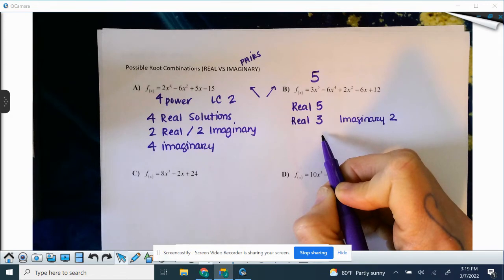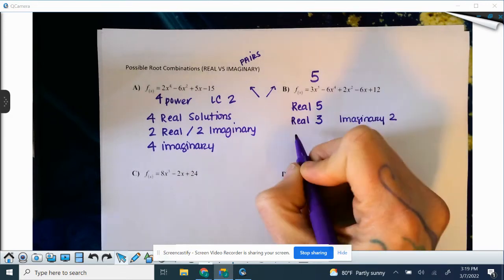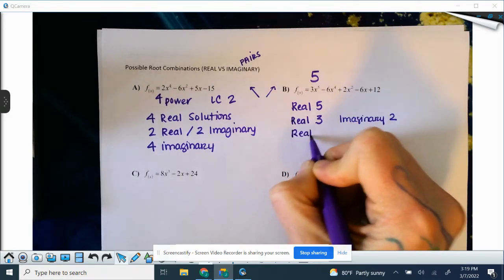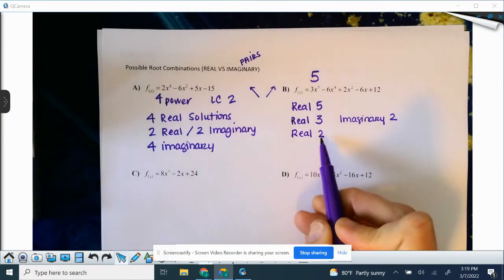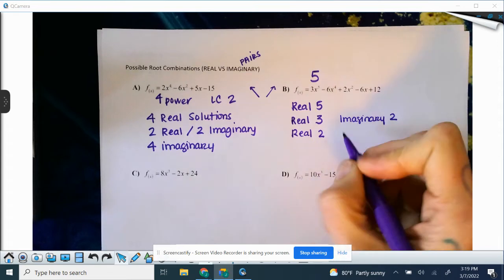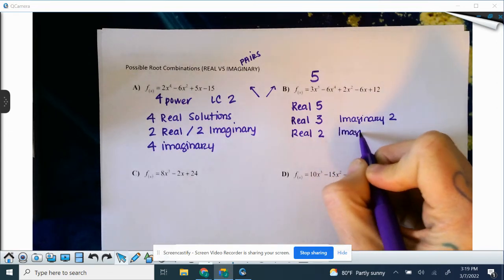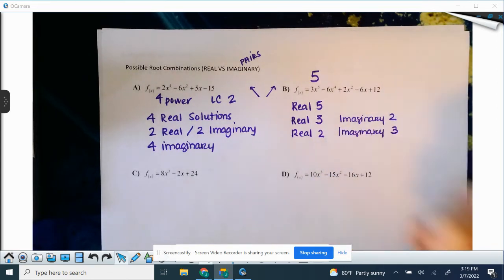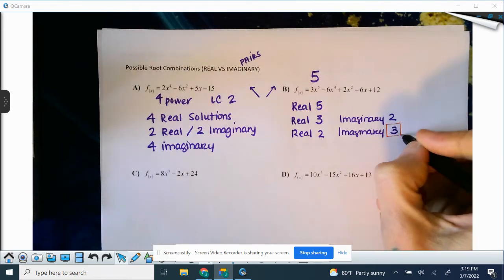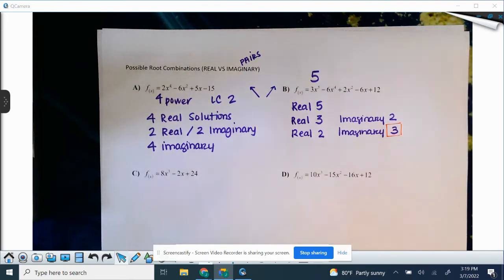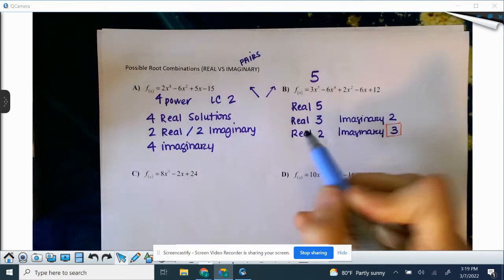Okay, hold on. I'm going to write it out and then we're going to cross it off as wrong. So if I say 2 real, how many are left over out of the 5? 3. So that means you would have to write imaginary 3. But a big alarm should be going off. Is that an even number? No. So this one is a no-go. This is not an option.